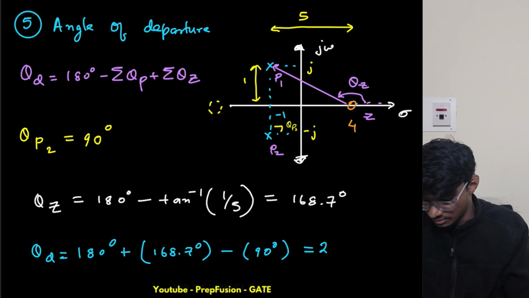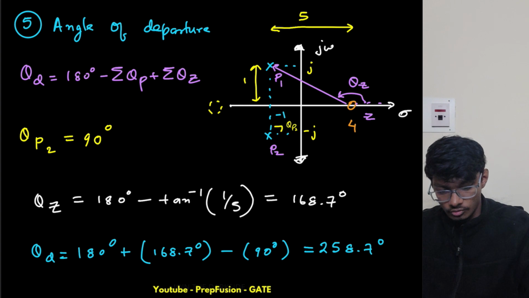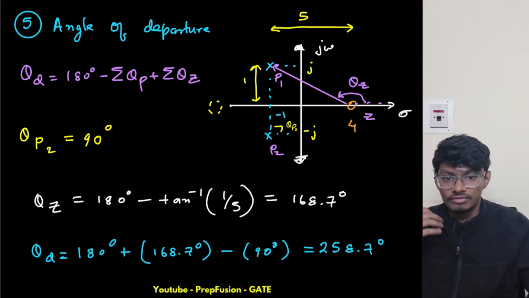So just for confirmation, 180 minus 168.7 plus 90, yeah, 258.7 degrees. This becomes my theta, the angle of departure, right?